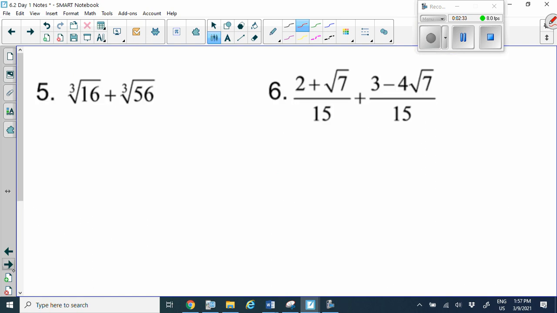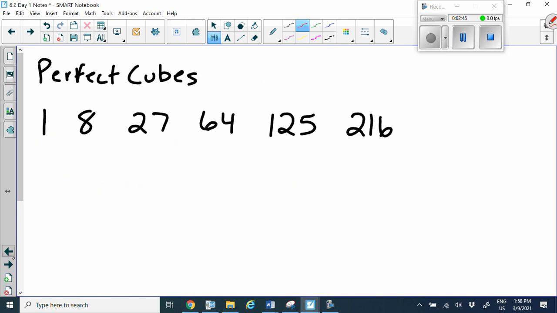Okay, now let's go ahead and do the next one. Now we're getting into our cubes. So a lot of these we already just went with square roots, but now let's do a cube root. So we have the cube root of 16 plus cube root of 56. Now we have to think of perfect cubes. So remember, we wrote down all those perfect cubes, 1, 8, 27, 64, 125, okay? So make sure you either have those written down or you know them.